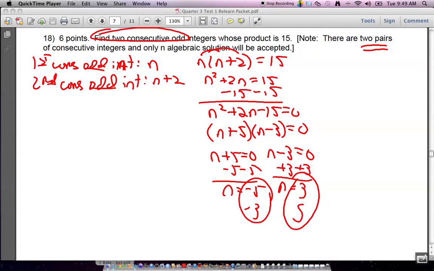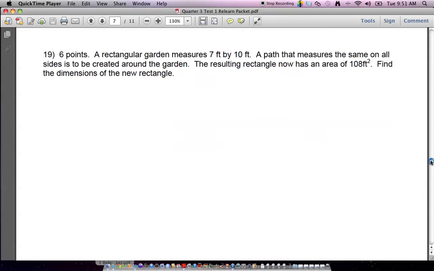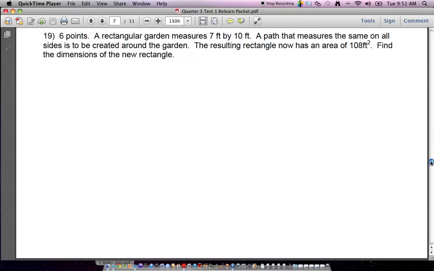Again, I do apologize. I'm rushing a little bit, but I want to get this done today so that for the library visit tonight, you will have seen what all of this stuff is. Number 19. 6 points, rectangular garden. Now, I said to you coming in that I thought this was the hardest question on the test. This is a toughie. It's a shape this time, so we're going to draw the picture.